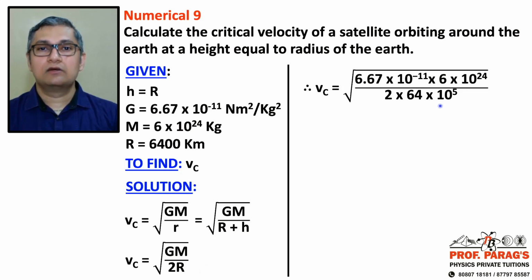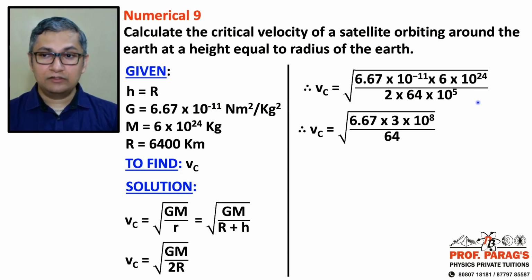So 2 times the radius of earth is 64. Kilo is nothing but 10 raised to 3, and 2 zeros will make it 10 raised to 5. In terms of meters, SI unit is meter, 64 into 10 raised to 5 meters. Okay, so we can adjust the power of 10 and divide this 6 by 2, so it becomes 3. So 6.67 into 3, and the denominator is 64. Take this 5 in the numerator, so it will become minus 5. Minus 5 and minus 11 will give me minus 16. Minus 16 and plus 24. So 24 minus 16 is nothing but 10 raised to 8.